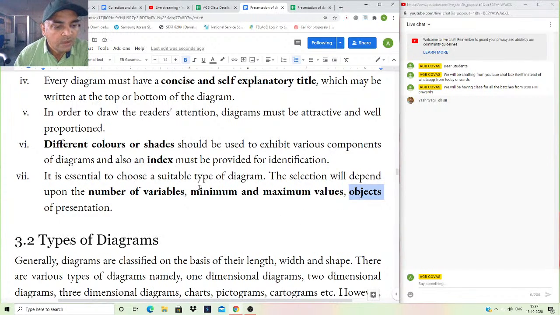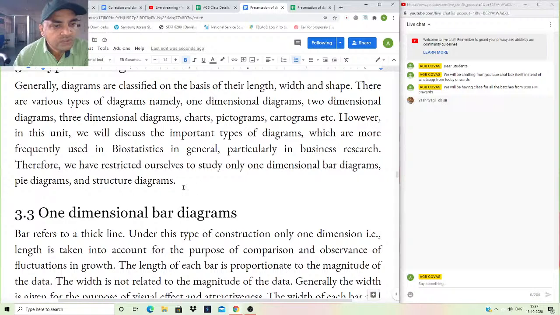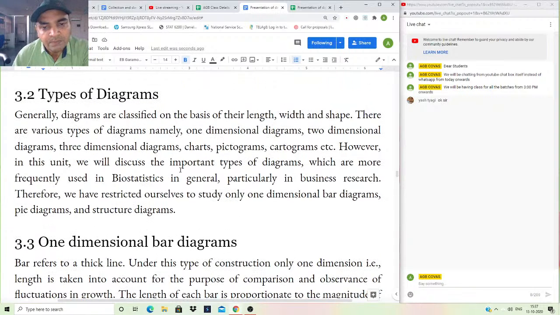Okay. Now, types of diagrams. So generally diagrams are classified on the basis of their length, width and shape.